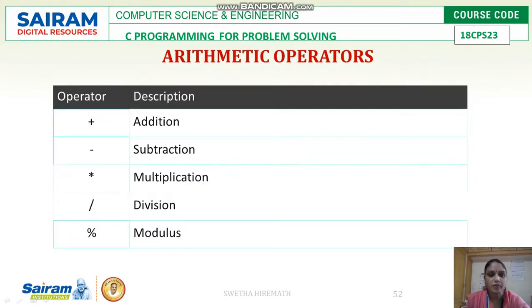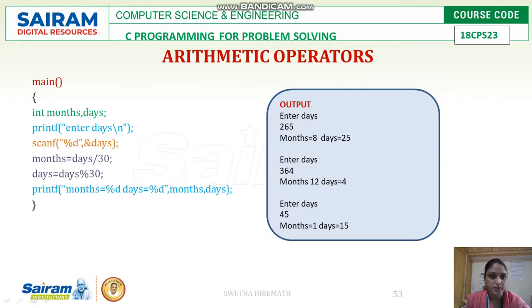Coming to the arithmetic operators. Arithmetic operators are nothing but the basic operations we perform: addition, subtraction, multiplication, division, and modulus. What is the difference between division and modulus? Division gives the result as the quotient, whereas modulus gives the result as the remainder. These are the operators we use for arithmetic operations.